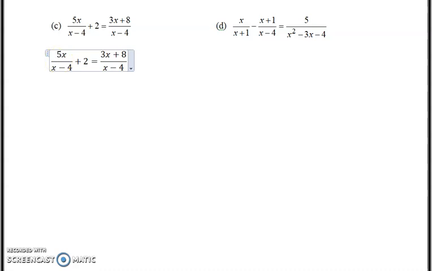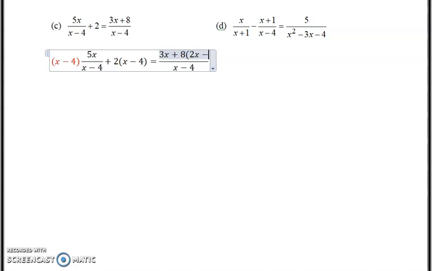So what we'll do is we'll multiply this by x minus 4, multiply the 2 by x minus 4, and we multiply the numerator here by x minus 4, right? Again, you can do it the front and back. It doesn't matter. I just want you to see it, right? And the red is what we've done.